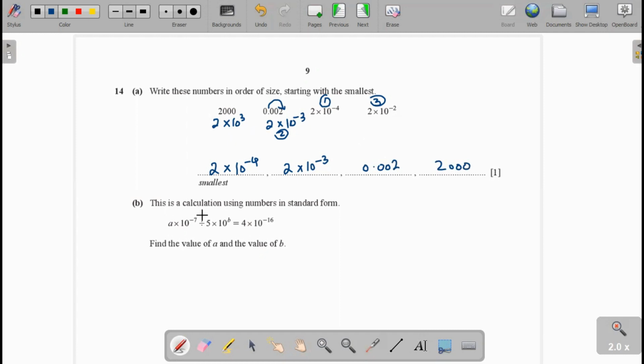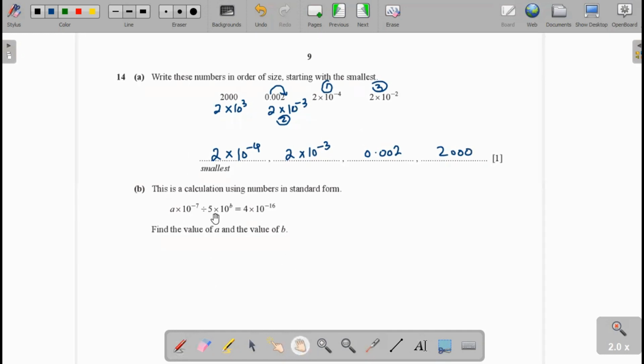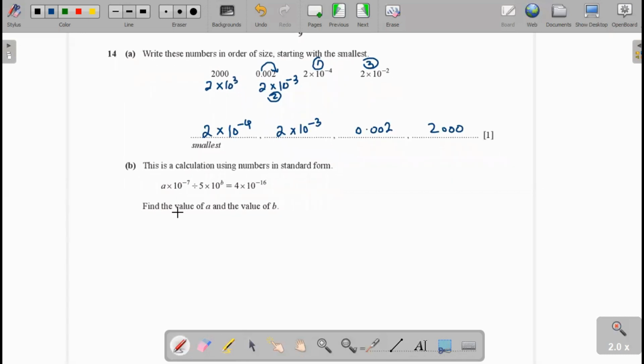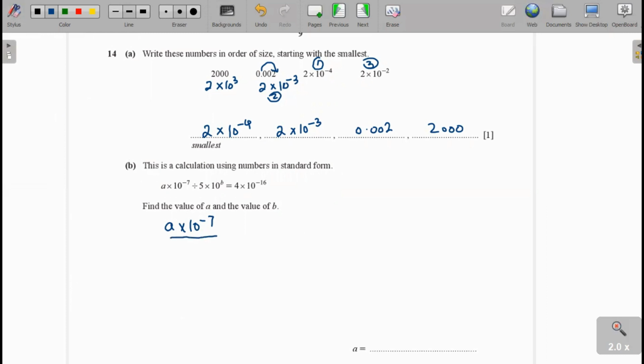Part B, this is a calculation using numbers in standard form. A multiply 10 power minus 7 divided by 5 multiply 10 power b equal to 4 multiply 10 power minus 16. Find the value of A and the value of B. Now we start. A multiply 10 power minus 7 divided by 5 multiply 10 power b, that is equal to 4 multiply 10 power minus 16.